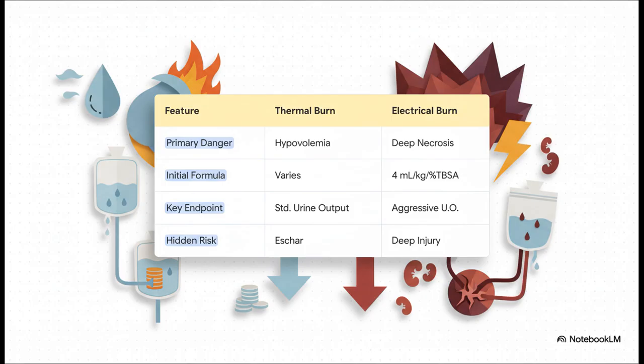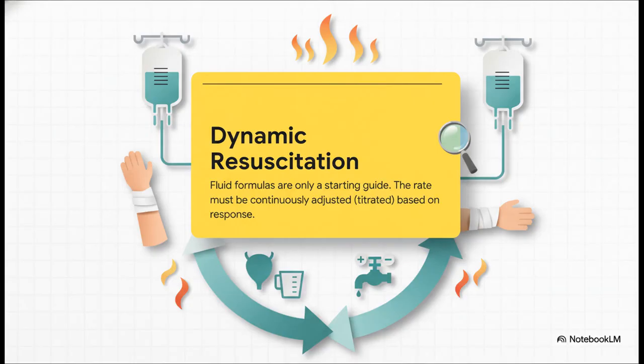And that's why the approach is so different, right? The initial formulas are just starting points, and the target urine output for an electrical burn can be double or even more than a standard thermal burn. It just goes to show you there is no one-size-fits-all resuscitation. And this right here is the core principle of modern burn care. Formulas like Parkland, they're just a starting point. They're our best educated guess.